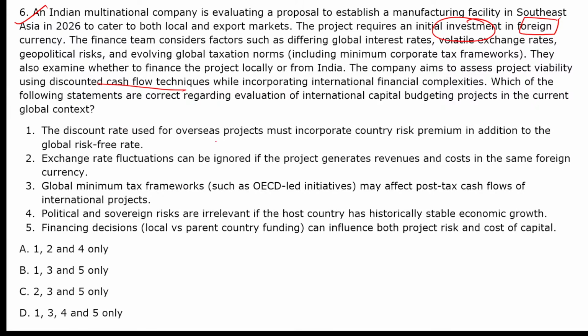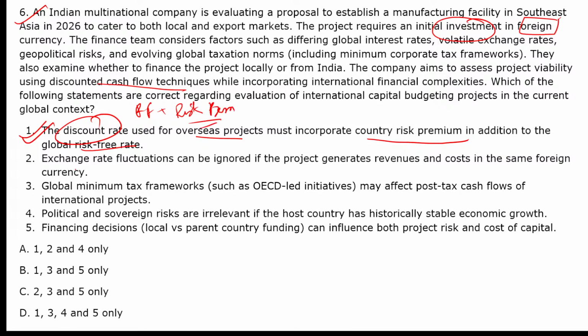The discount rate used for overseas projects must incorporate country risk premium in addition to the global risk-free rate. Do you think this is correct? For now, I have calculated my cash flows. I have to discount them. So the discounting rate should have risk-free plus any currency risk, country risk premium as well. 100% correct. Risk-free return is not sufficient. There is a risk involved, so use that for the discounting rate. It should be risk-free plus any risk premium of that country.